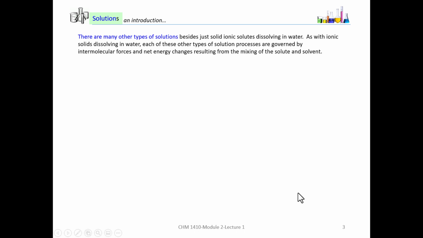There are many other types of solutions besides just solid ionic solutes like sodium chloride dissolving in water. As with ionic solids dissolving in water, each of these other types of solution processes are governed by intermolecular forces and net overall energy changes resulting from the mixing of the solute and the solvent. What we're going to find out is that a solute will not dissolve in a solvent unless it's energetically favorable to do so. Let's look at some of these other types of solutions.